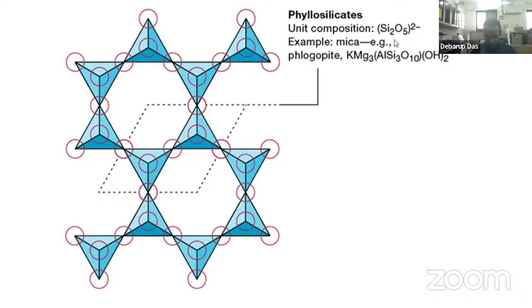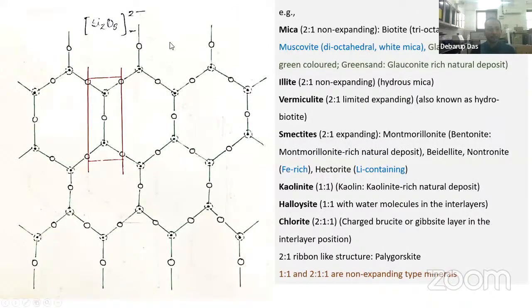Now this is the unit composition. How is it the unit composition? Let us see here. This is how they expand actually. In phyllosilicates, they expand in this direction as well as this direction, X and Y both, not in Z. Phyllosilicates are limited in the Z direction. Please remember this. Phyllosilicates are limited in the C axis.